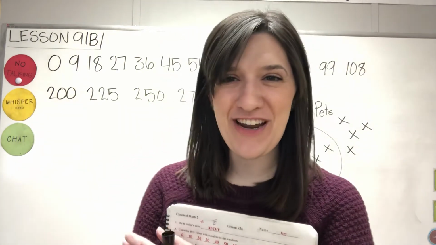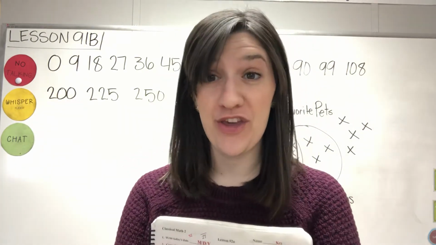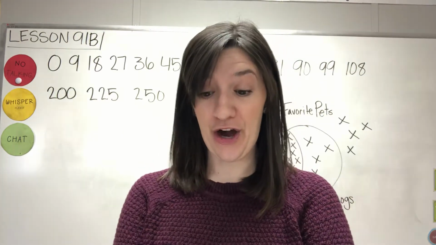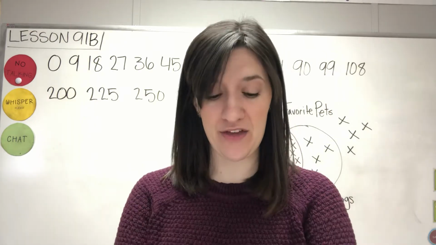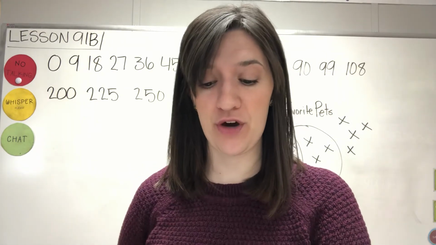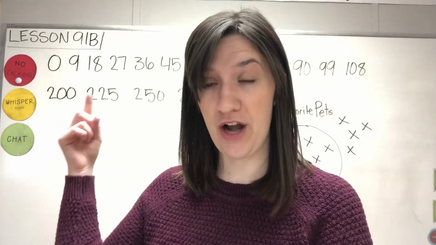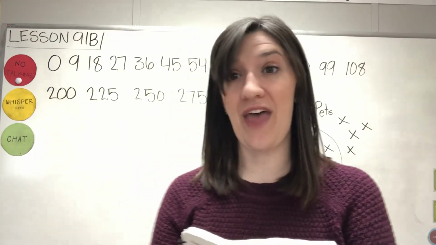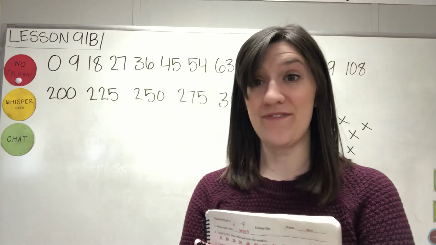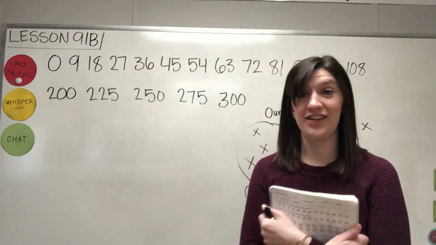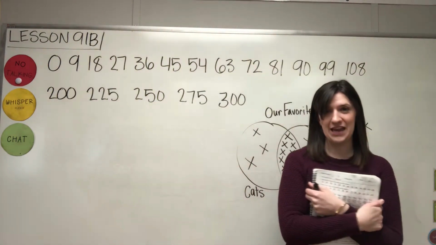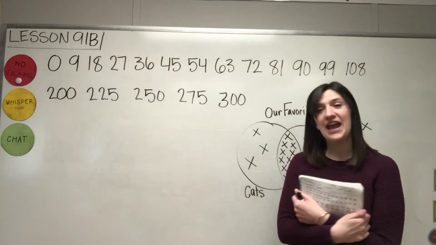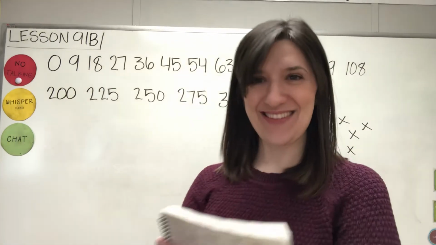Hey, second graders, I am going to review with you lesson 91B. Here we go. The first thing is, it says count by 9, start with 0, and write the numbers. Here are your 9s. 0, 9, 18, 27, 36, 45, 54, 63, 72, 81, 90, 99, 108. Those are your count by 9s.